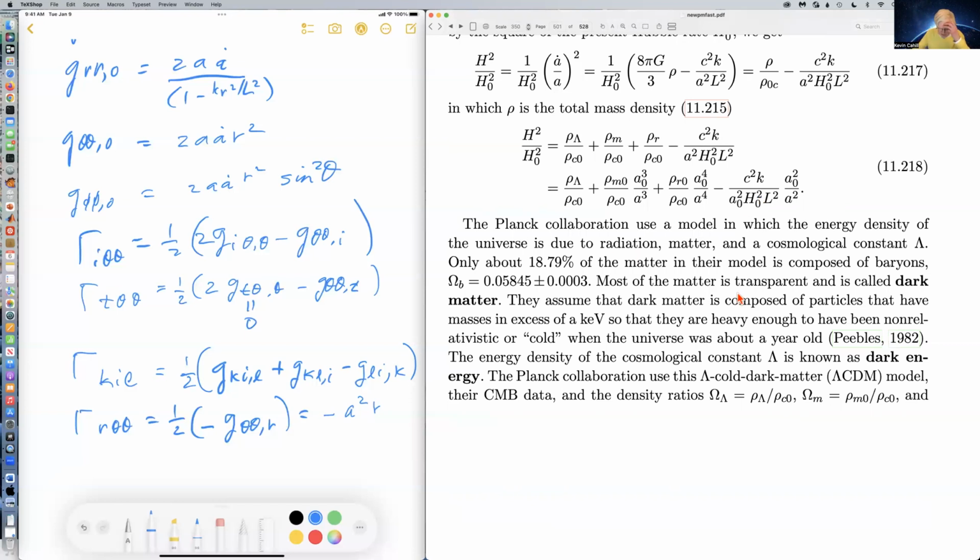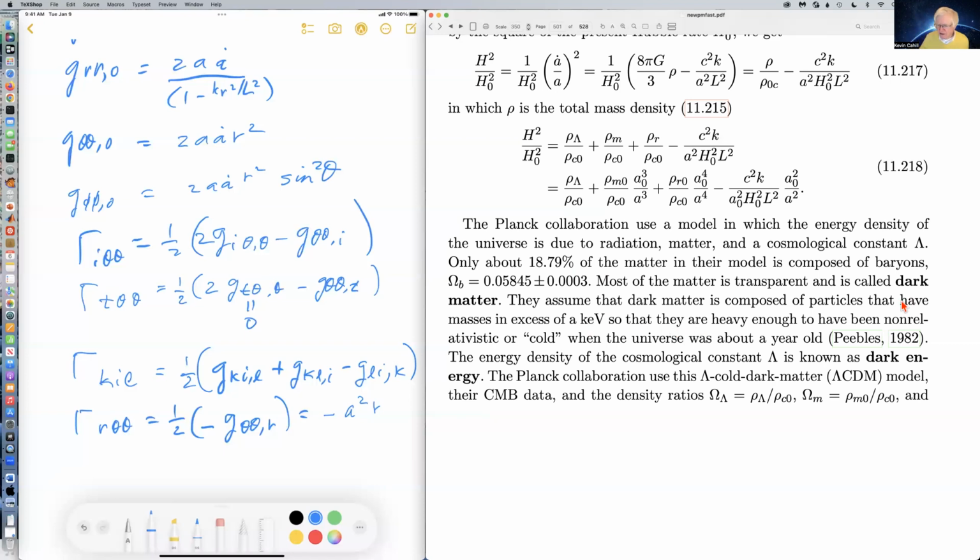The Planck collaboration have done remarkable work analyzing this. What they've assumed is that the universe is composed of matter, and only about 19% of the matter is actually baryons. The rest is dark matter.